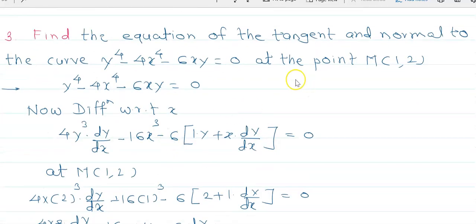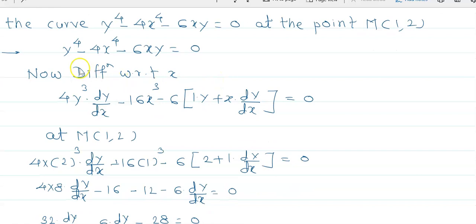Now, next: find the equation of the tangent and the normal to the curve y raised to 4 minus 4 x raised to 4 minus 6xy is equal to 0 at the point M(1, 2). This is the equation of the curve. Now, differentiate this with respect to x. Implicit differentiation gives 4y cube into dy by dx minus 16x cube minus 6 in bracket derivative of x into y. Here we will apply the product rule. Derivative of x is 1 into y plus x into dy by dx, that is equal to 0.